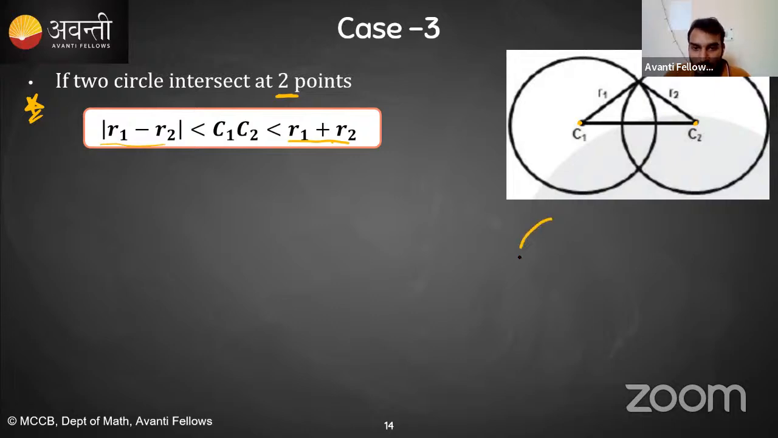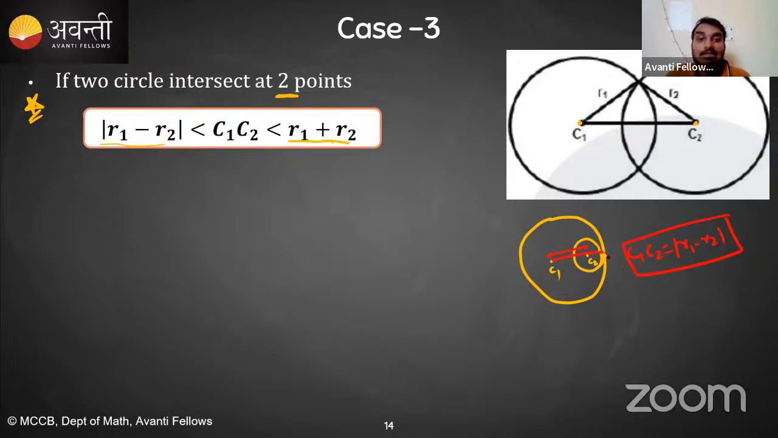Yes or no? Tell me, if this is the situation, let's say one circle is this and another circle is this, meaning these two circles are touching each other and one circle is internal, inside the second circle. Let's say this is C2 and this is C1. If this is the case, then what is the condition for that? This is C1C2, right? So C1C2 is equal to mod of R1 minus R2. If this becomes possible, then the circles are touching each other.